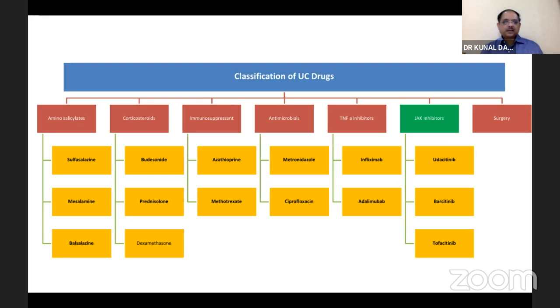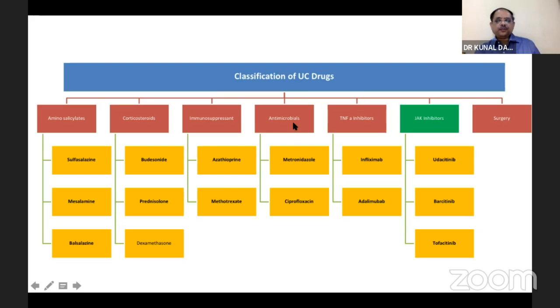We have a whole lot of ulcerative colitis drugs which have been utilized in the last 7 decades. Starting from aminosalicylates like sulfasalazine, which is a prodrug, mesalamine, and balsalazide. Corticosteroids, these days, again, steroids are in focus. We have prednisone, dexamethasone, and also some of the newer steroids which are less toxic, like budesonide. Also, we have the immunosuppressants, like azathioprine and methotrexate, which are being utilized.